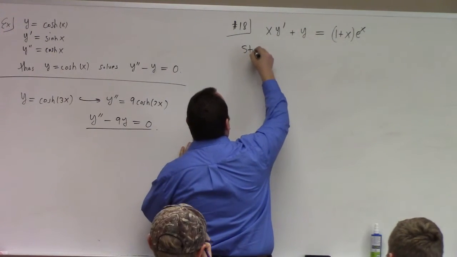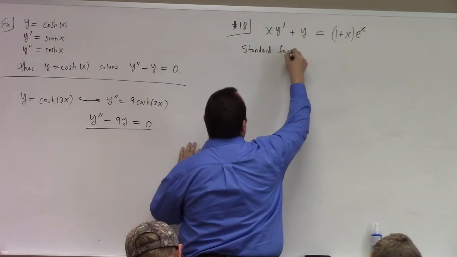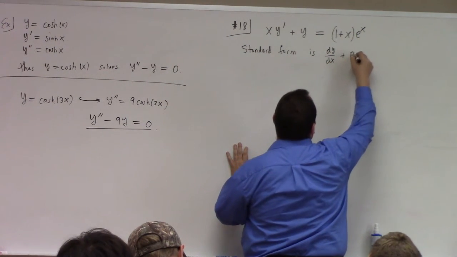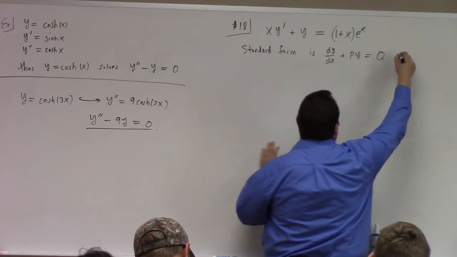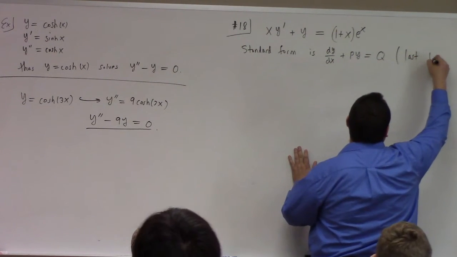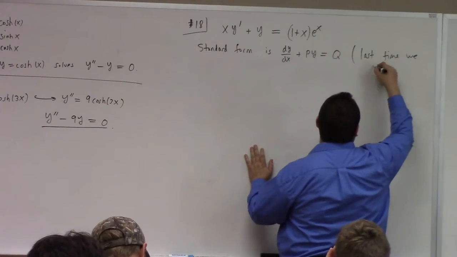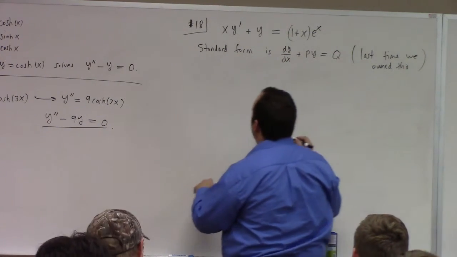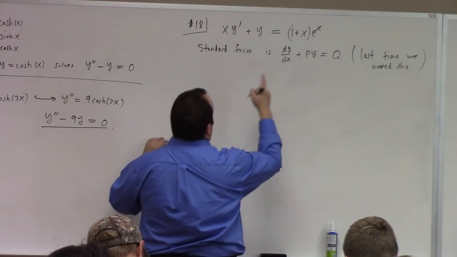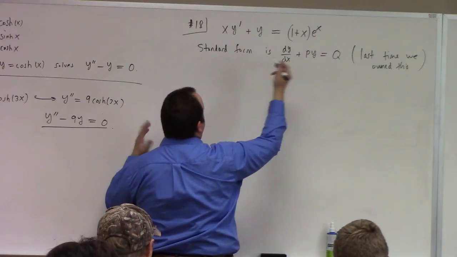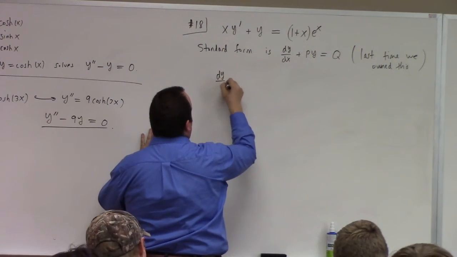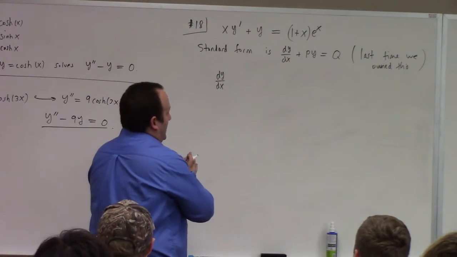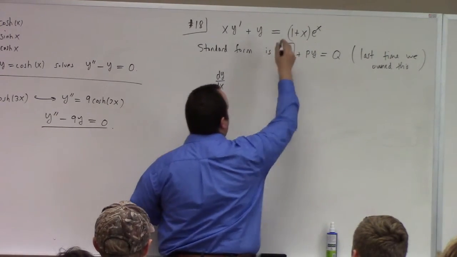Standard form for a linear differential equation is dy/dx plus p times y equals q. So last time we showed how to solve this, right? Last time we owned this one. It could not escape us. So if we can make this come to this format, what do we do? Yeah, just this is dy/dx. No, I need a dy/dx on its lonesome here.